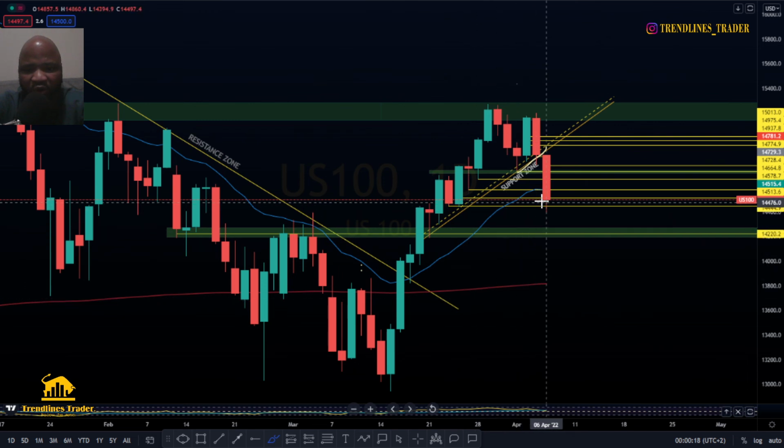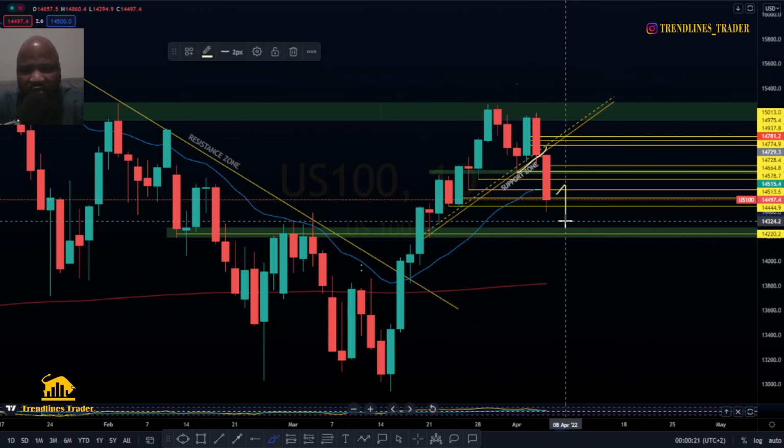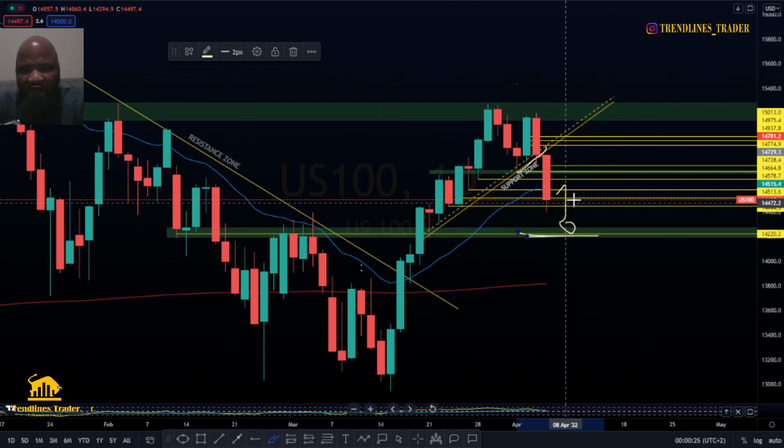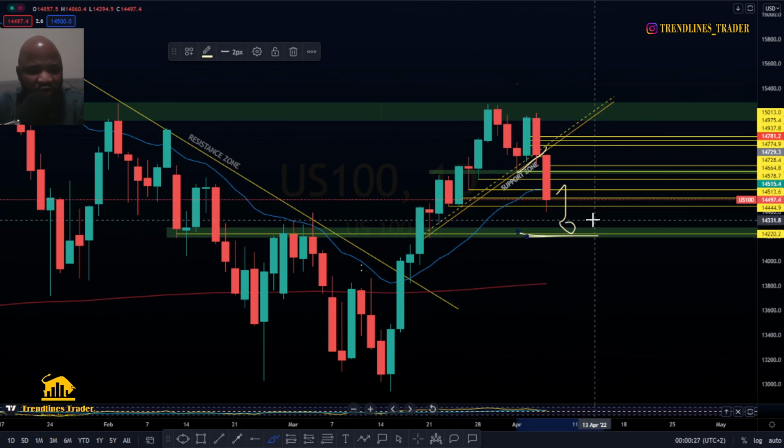I hope we will see the market pushing towards the downside to this level right here by tomorrow, since now the market is closed.